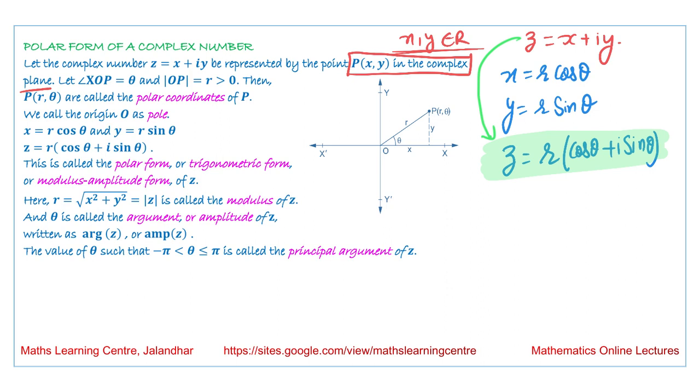Now we come to some terms over here. Before that, we are going to do some calculations. From these two equations, if we calculate x square plus y square, we obtain that it is equal to r square.